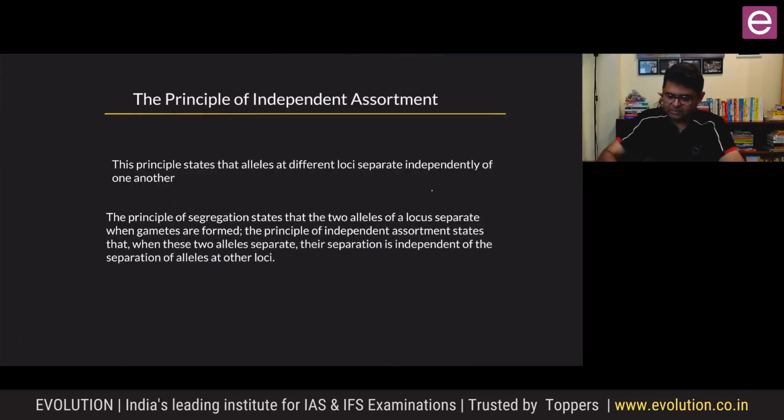So the principle of independent assortment states that alleles at different loci, locus ka plural is loci, separate independently of one another. The principle of segregation says that 2 alleles of a locus separate when a gamete is formed. And the principle of independent assortment states that when these 2 alleles separate, their separation is independent of separation of alleles at other loci. Means R and R separation has nothing to do with Y and Y separation, or for that matter, nothing to do with T or T separation.